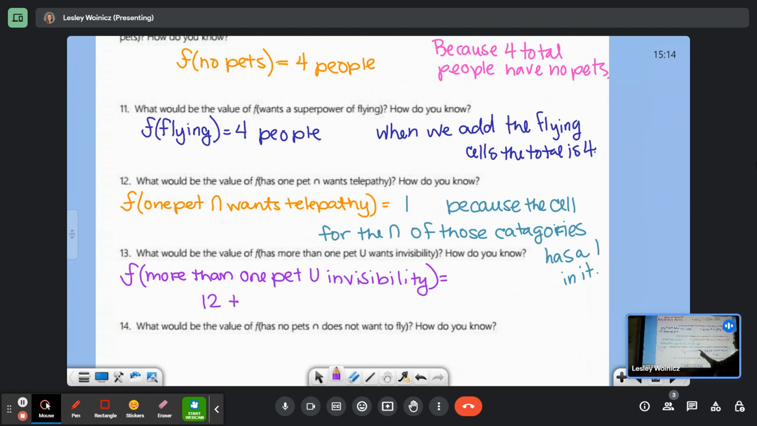Okay, and then we're going to add those with the ones that want invisibility, which is 7. But then there are some folks that we've counted twice. How many people have more than one pet and also want invisibility? 4. So we have to subtract away those doubles that overlap. So it's minus the 4. Does that make sense to everybody? So that is 15. How do we know? Because we counted that one cell twice, so we had to subtract them away.